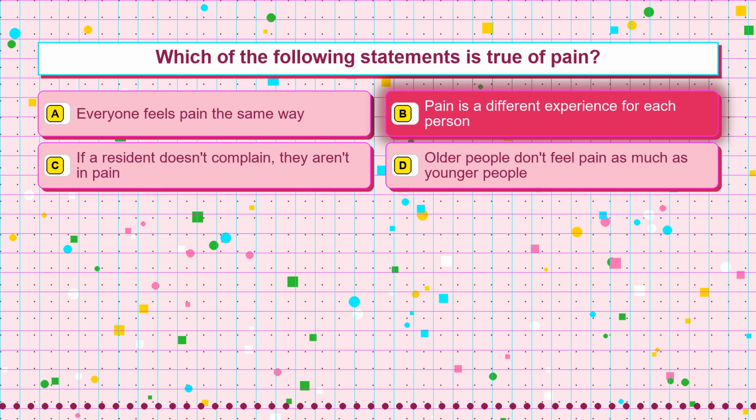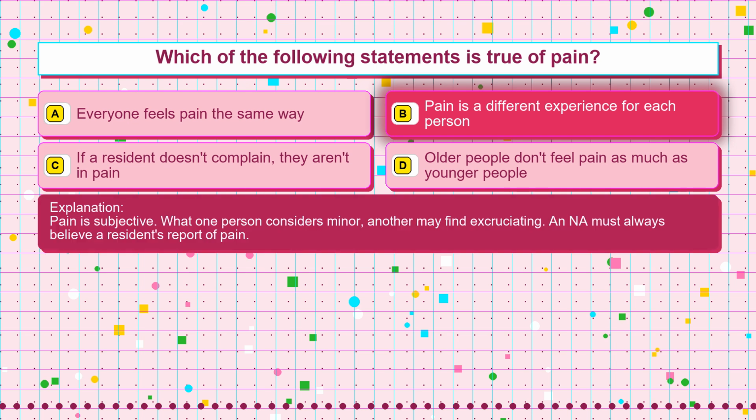The correct answer is option B, pain is a different experience for each person. Pain is subjective. What one person considers minor, another may find excruciating, and an NA must always believe a resident's report of pain.